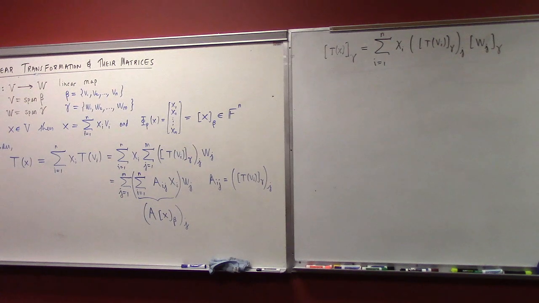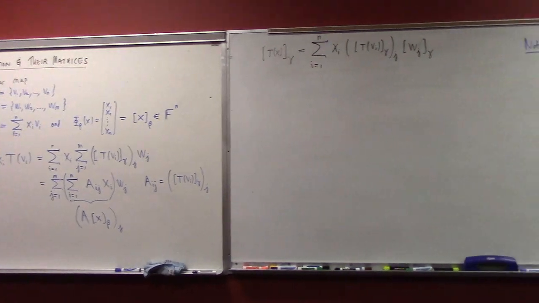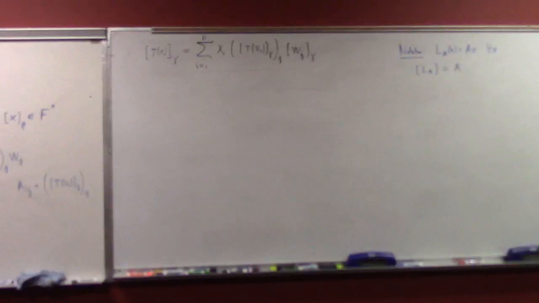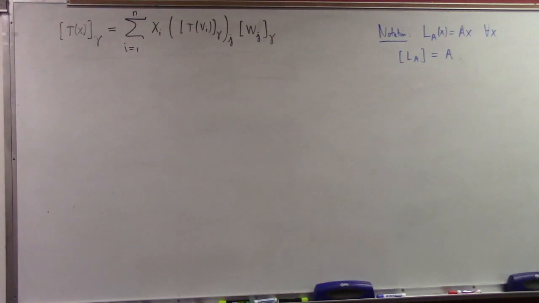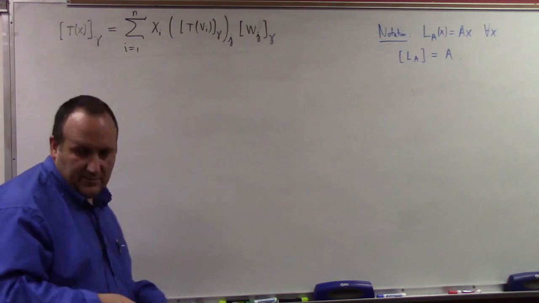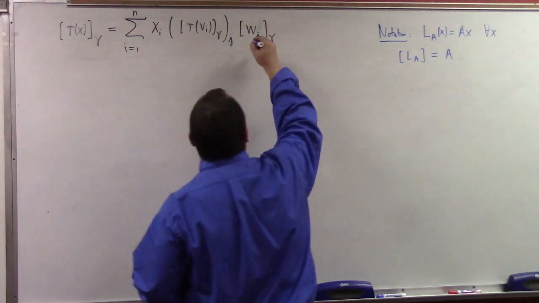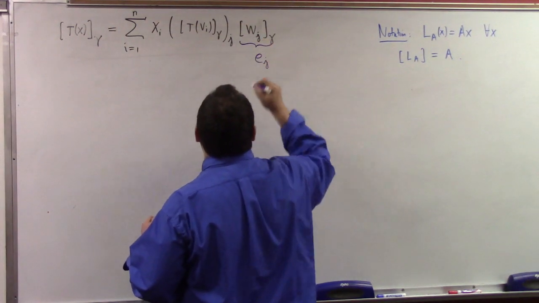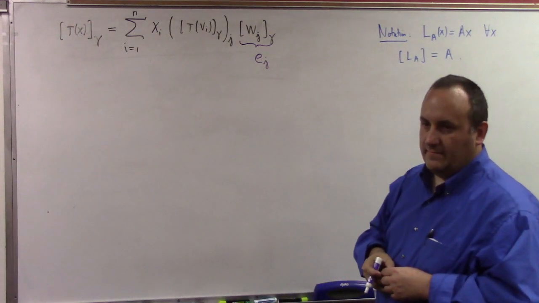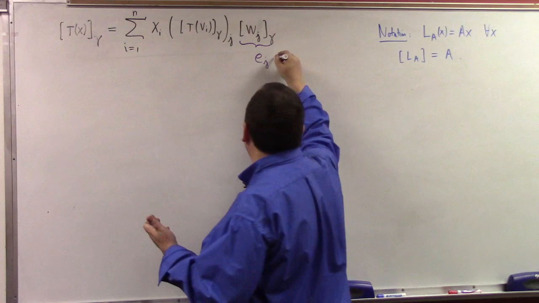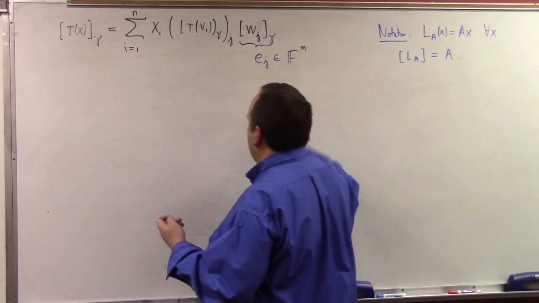What is the coordinate mapping? Where does the gamma coordinate map send wj to, though? What is that actually? Remember, where does the coordinate map send its own basis to? By definition, it sends it to the standard basis. So this is exactly like ej as an element of F^m, because W is m dimensional.